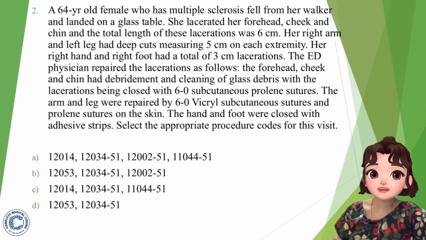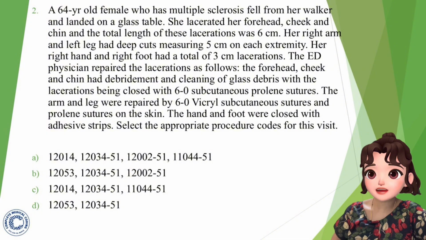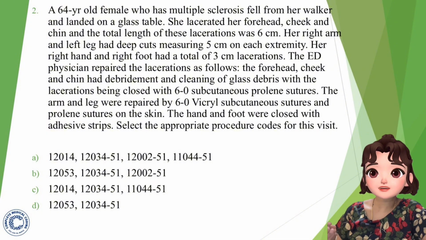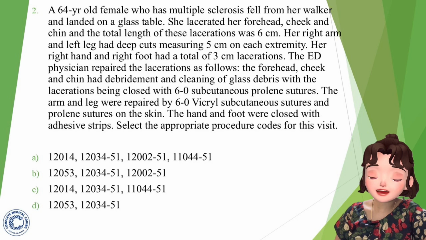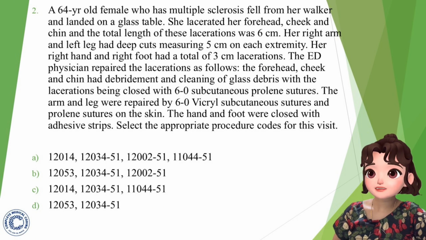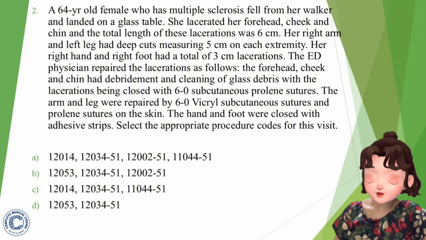It means the third section, the third part, hand and foot, which means the right hand and right foot, were closed with just the strips, because it was small only, 3 centimeter laceration only. So it was closed with the strips. There was no suturing done on the third part. So we don't have to code that. Since there is no suturing done, we don't need to code that. But we have to code for the other two. Okay. So for the first section, forehead, cheek and chin, let's look into the codes one by one.